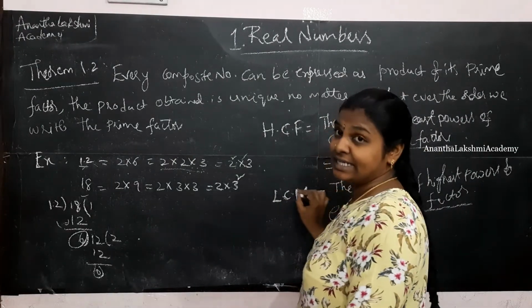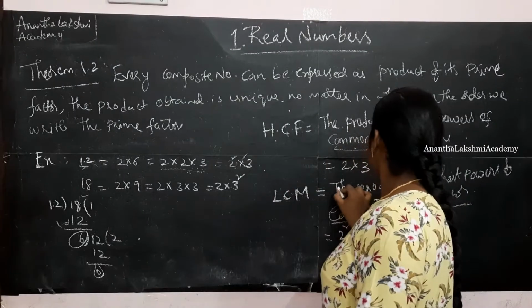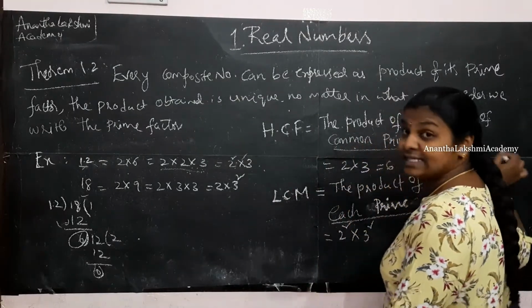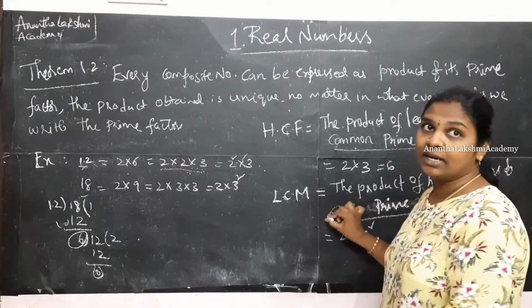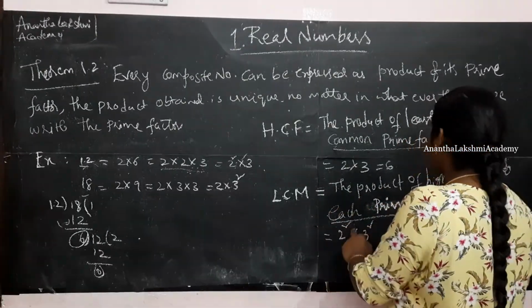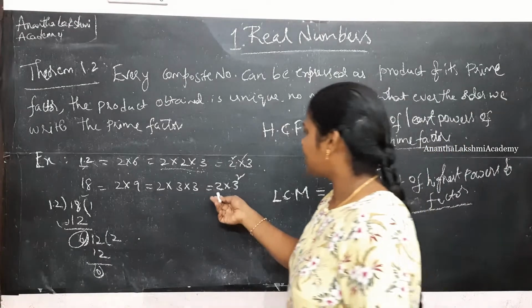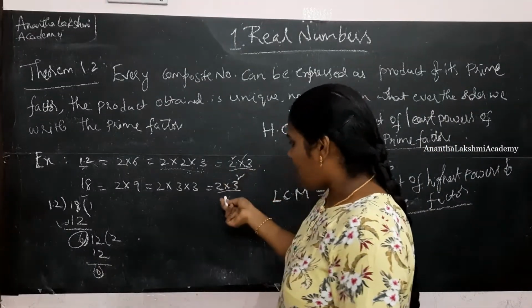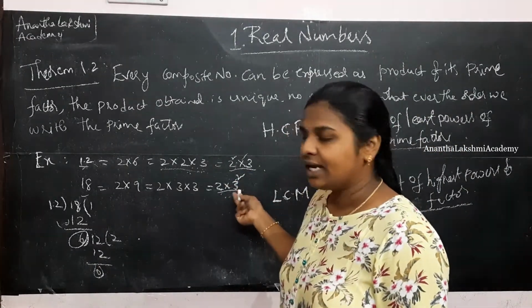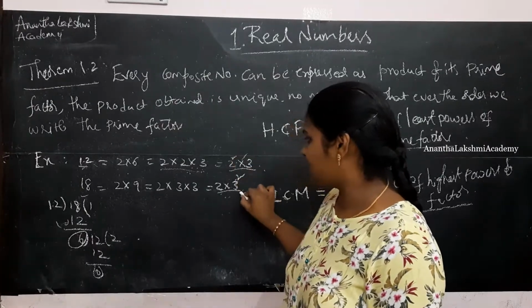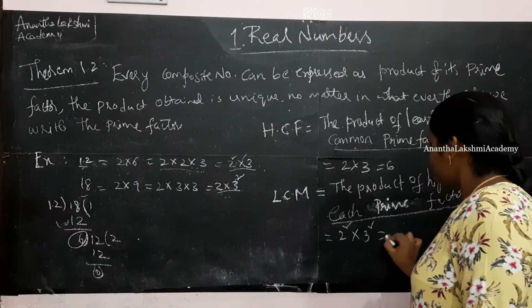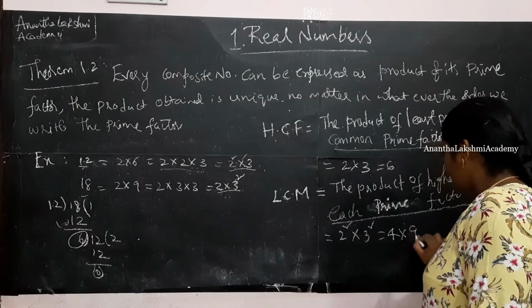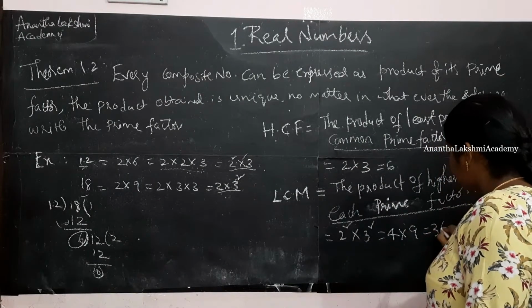LCM, the least common multiple, is equal to the product of the highest powers of each prime factor. It is not common, it is each prime factor. How many prime factors do we have? 2 and 3, right? What is the highest power of 2? We have 2 square. And what is the highest power of 3? We have 3 square. 2 square into 3 square is 4 into 9, which is 36.